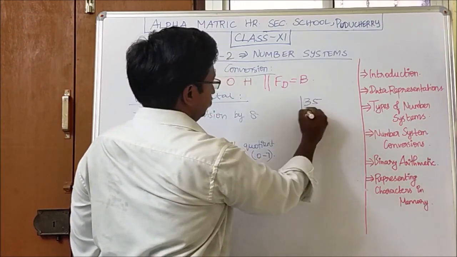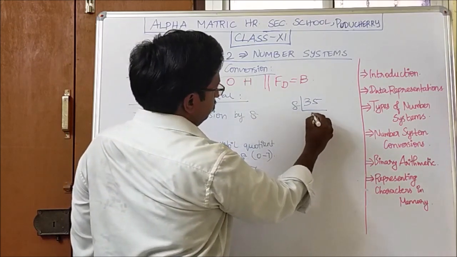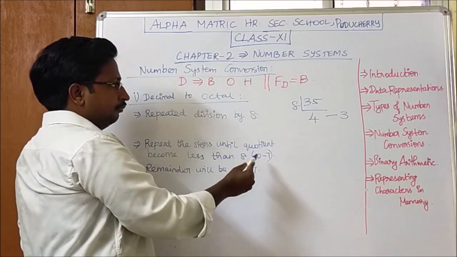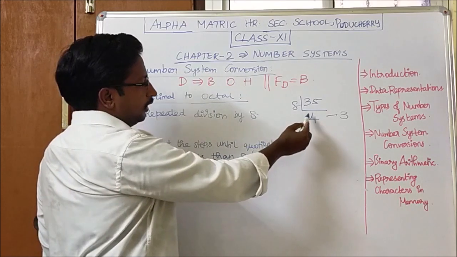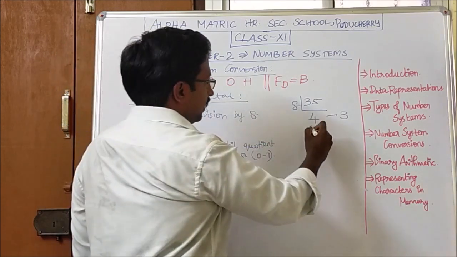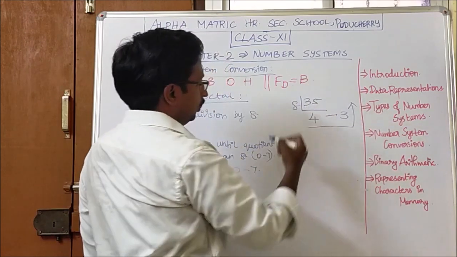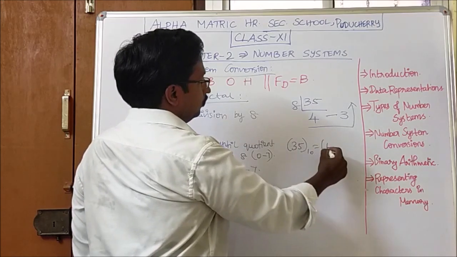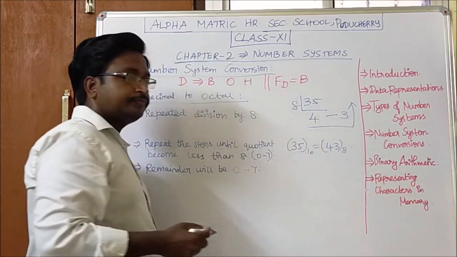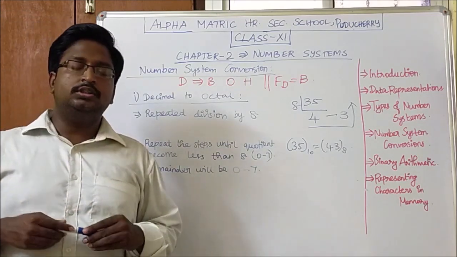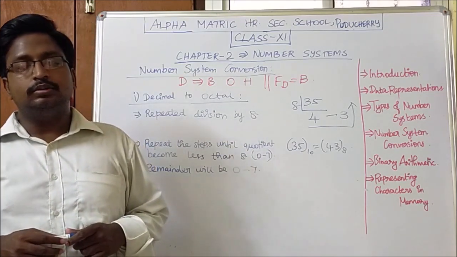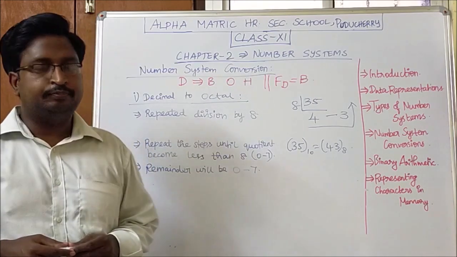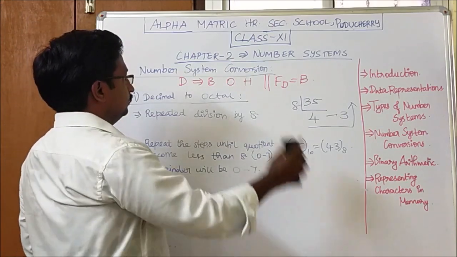The same number, that is 4 times, and the remainder is 3. So we have stopped the division. We have received the quotient as less than 8. So again we have to write from bottom to top. So writing, 35 base 10 is equal to 43 base 8. So this is how we have to convert the decimal to octal number. Next we will see the hexadecimal, that is the last one.